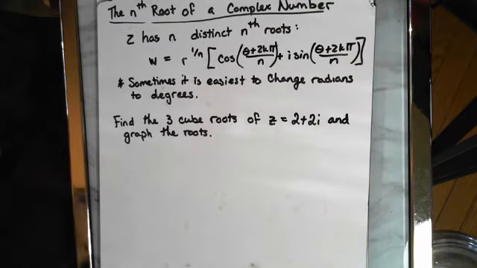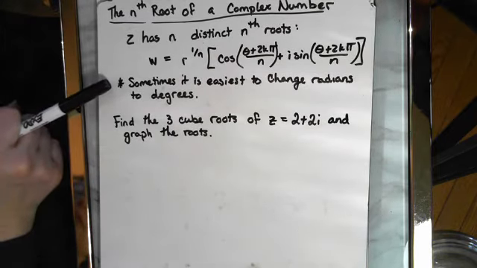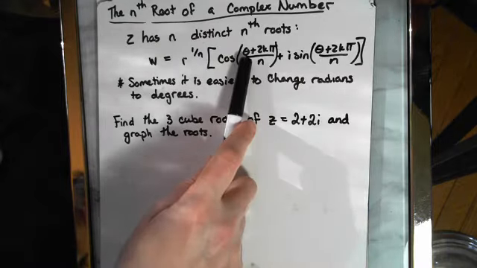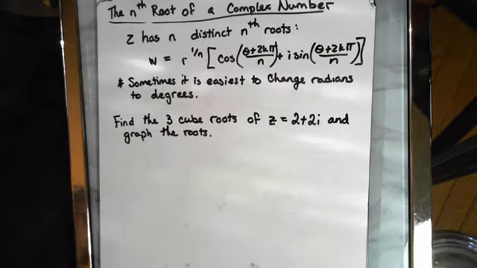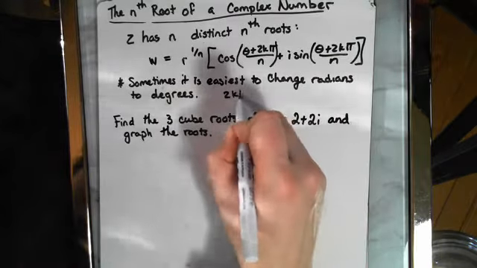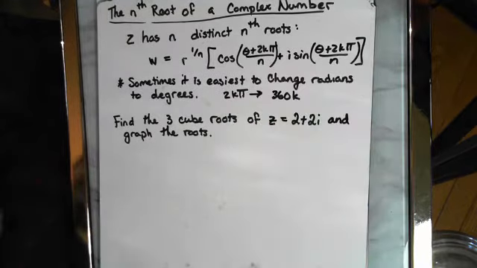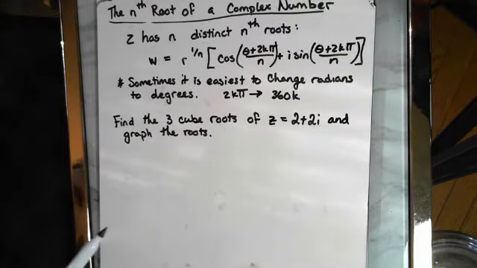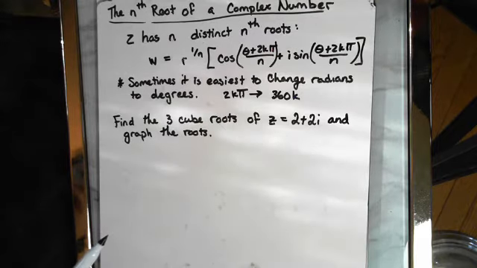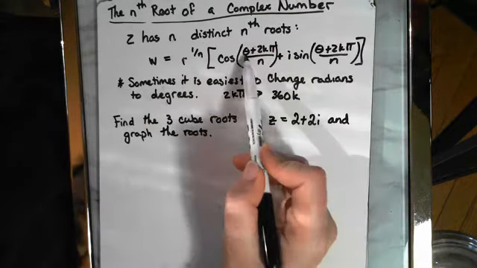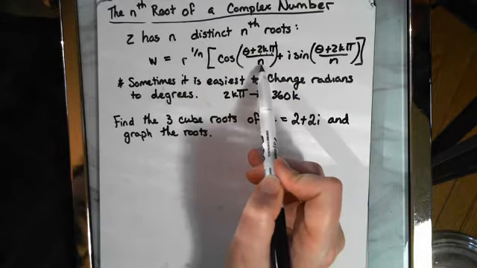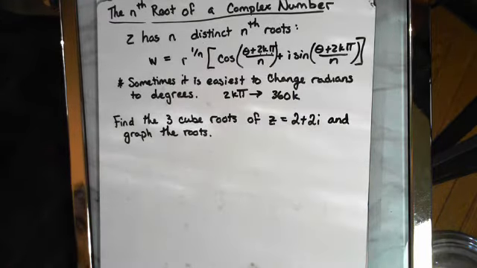So one other thing that I wanted to note to you is that sometimes it's easiest to change the radian values for your theta into degrees. And what that means is that instead of 2k pi, you're going to change that to 360 times k. And sometimes that's easier because it just simplifies some of the fraction work that you would be doing. So in our first example, I'm going to do that. I'm going to keep it in degrees. And it's just going to be theta plus 360k over n. And in the next example, after that, I won't. So let's take a look.